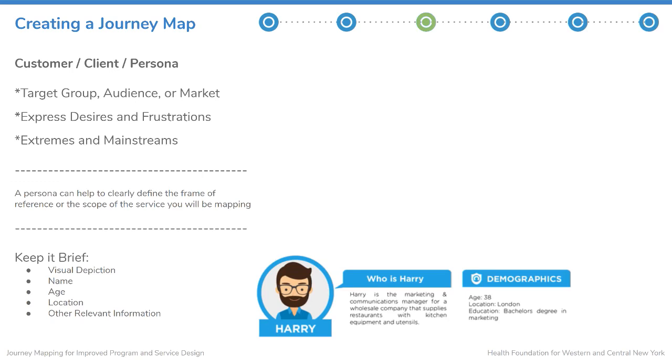Whatever the persona you choose, you'll need to keep it brief. The persona should include a visual depiction of the person, and of course you want to add a name, the age, location, and a few other relevant details. This little sample persona is from a marketing firm overseas, but they have created a very simple persona named Harry. Just no more than one sentence describing who Harry is, and then a few key details on his demographics. You'll see as we get further into the process how other people have built their personas as well. And you already have the example of Michael, which is a one-sentence persona with a specific task that he was trying to accomplish.